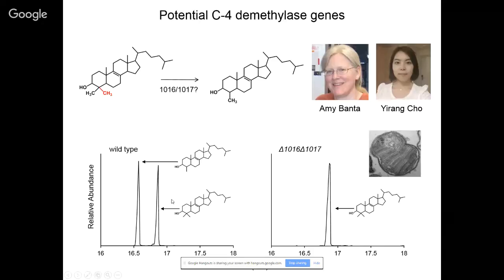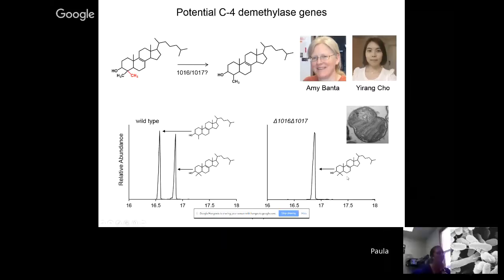And so what I'm showing you here is a chromatogram of the lipids of the wild type strain, showing that it makes both the dimethyl and the monomethyl. And then when they knock out those genes, you see that it now only makes the dimethyl. So it looks like these proteins are definitely involved in the demethylation, which is very exciting for us.